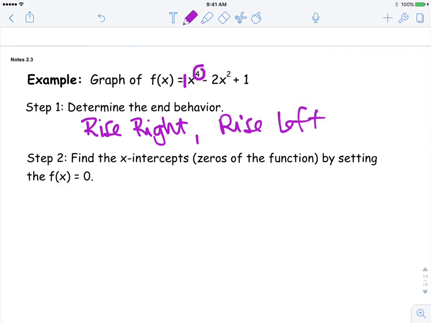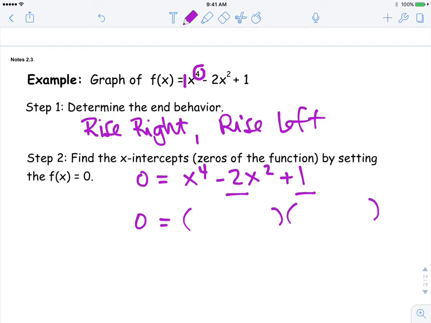Then we're going to find the X-intercepts, which will be the zeros of the function. So we're going to set the function equal to 0, and we're going to factor it. This is a quartic function, and it's a trinomial. So we say, what are the factors of 1 that add to -2? Well, that would be -1 and -1.